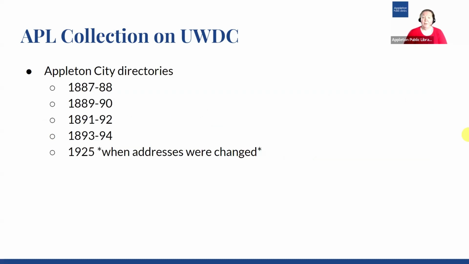The Appleton Public Library collection features several digitized city directories from Appleton, including 1887 to 88, 1889 to 90, 1891 to 92, 1893 to 94, and then 1925. The 1925 city directory is really important because that's when addresses were changed during this time. So this directory gives you both the old address, the pre-1925 address, and then the address they began using in 1925 that is still current to today.